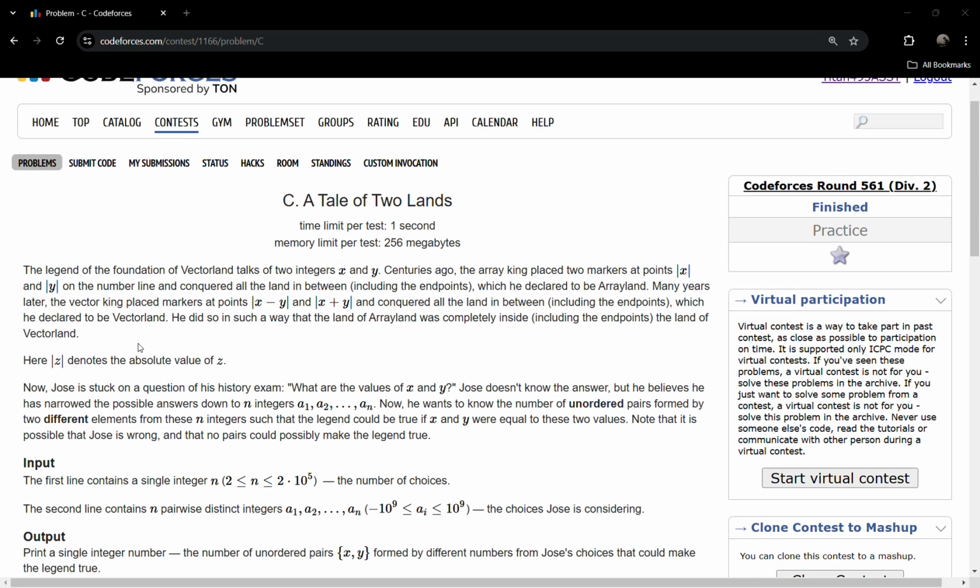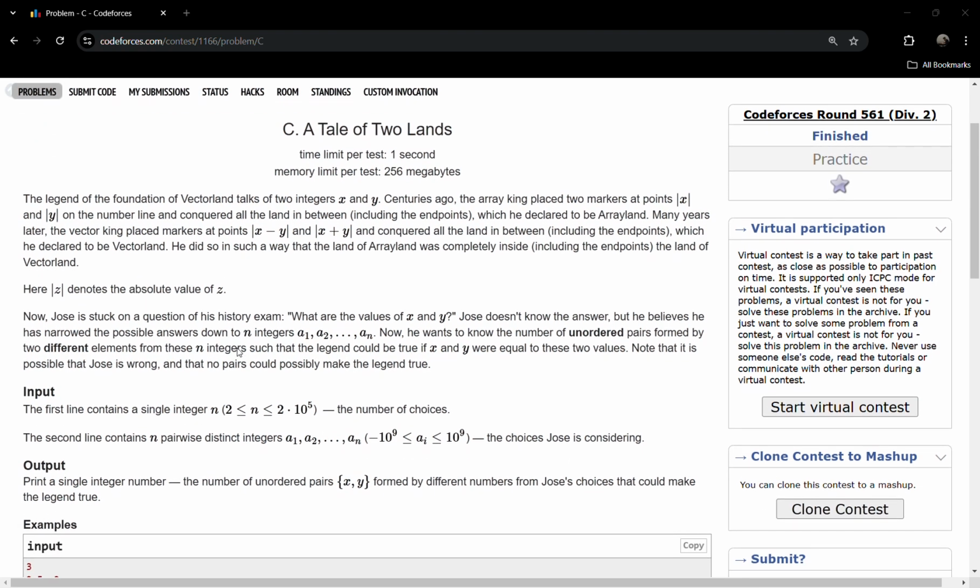Such that the second king's territory includes the territory of the first king, meaning the first king's territory should lie between the endpoints of the territory of the second king. So that's the thing. And now Jose is stuck on a question on his history exam. What are the values of x and y?